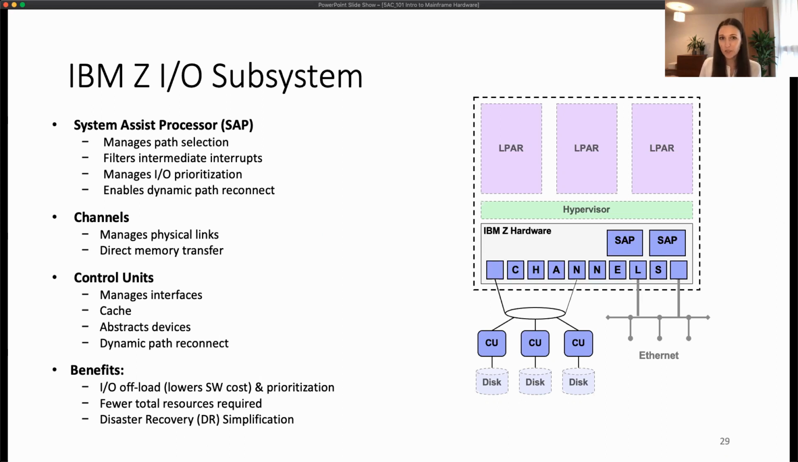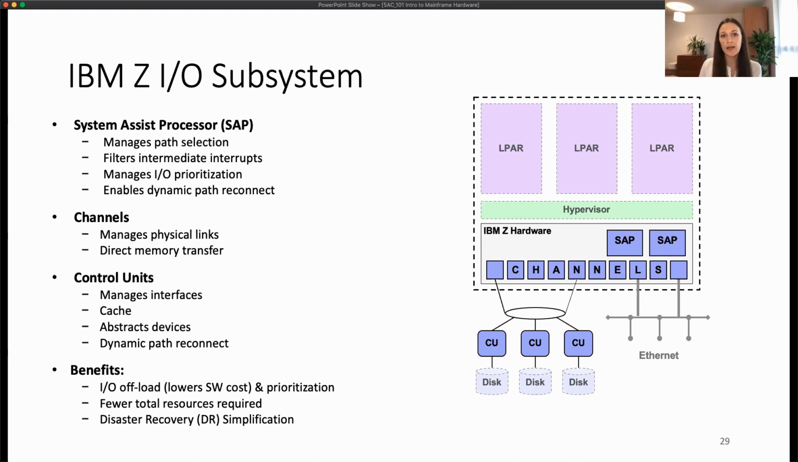And then we have control units, and those control units are attached to a channel path, and they are what actually is driving the devices we are connecting to. And those dedicated control units are really good at handling devices like disk or tape. And this means that the mainframe operating system doesn't need to worry about it. So it frees it up to actually focus on its primary tasks.